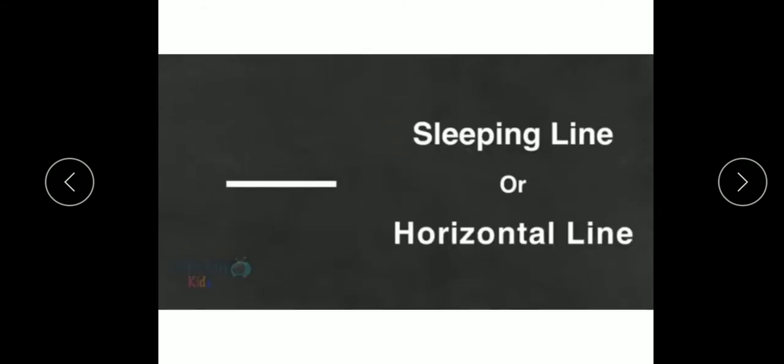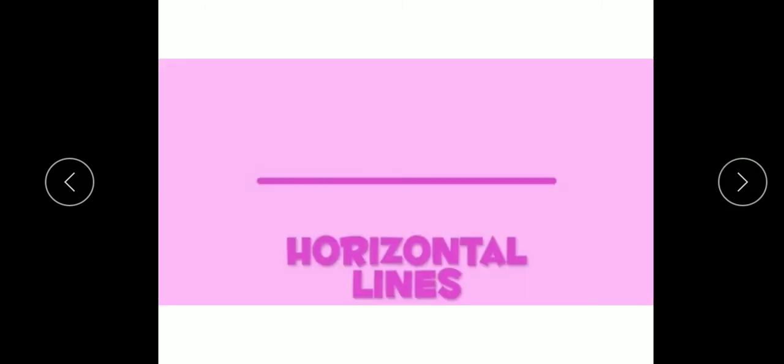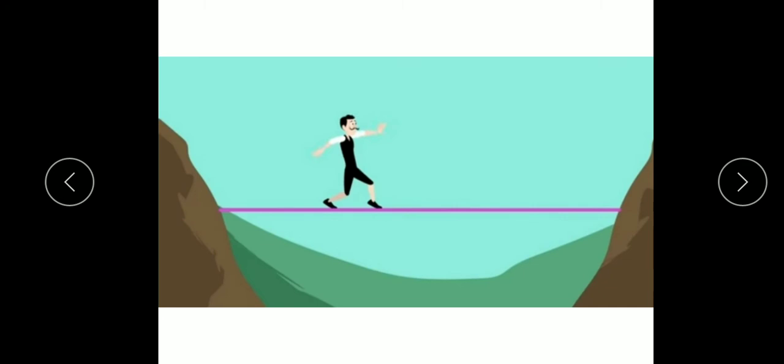Next is sleeping line. See children, this is your sleeping line. Sleeping lines are also known as horizontal lines. Now what are horizontal lines? Straight lines are horizontal if they go across from side to side without going up or down at all. So these are your horizontal lines. See this example, this is your rope. This rope is in horizontal position. So this is your horizontal line.